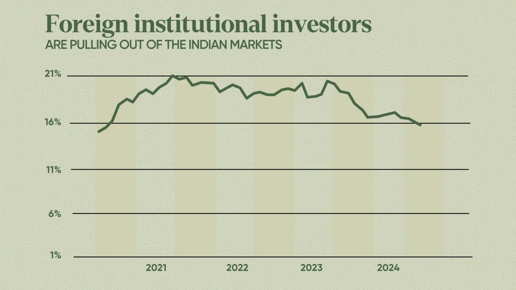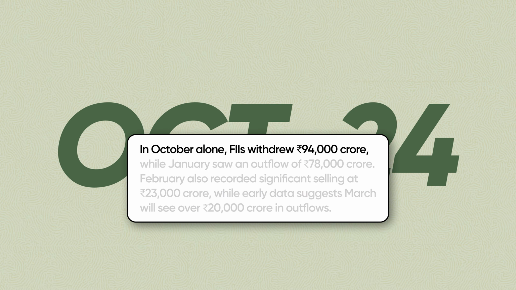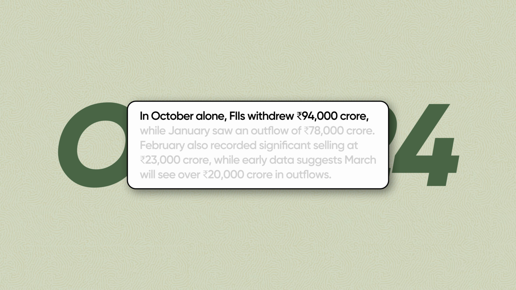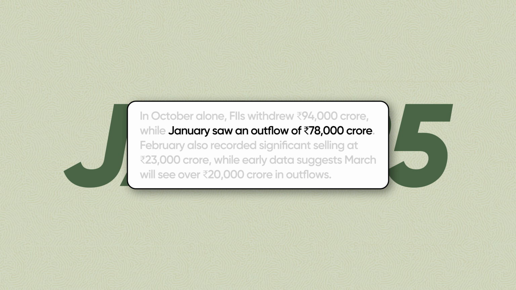Over the last 10 years, India has attracted a total of $710 billion in FDI. But recently, we have seen a lot of FIIs pulling their money out of India. In October 2024, foreign investors withdrew over 94,000 crore from Indian stock markets, the biggest monthly outflow since the pandemic. And this didn't stop. In January 2025, they withdrew another 78,000 crores.